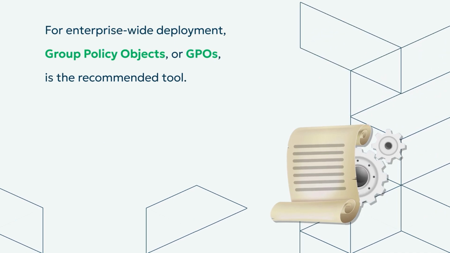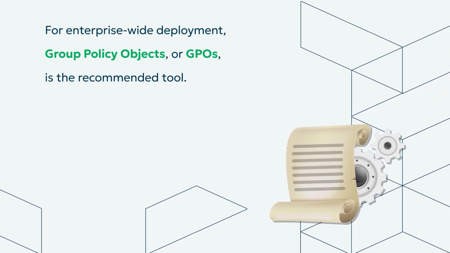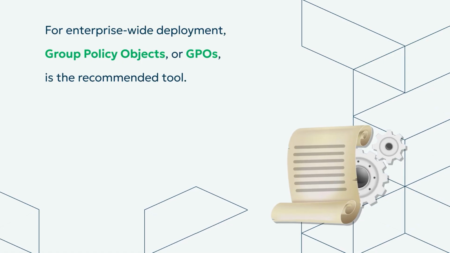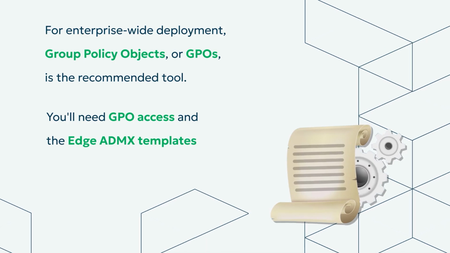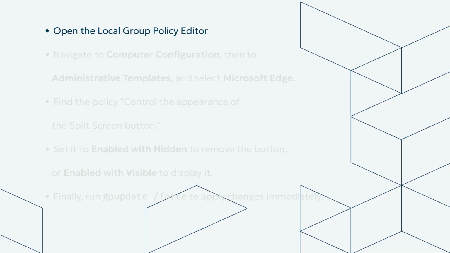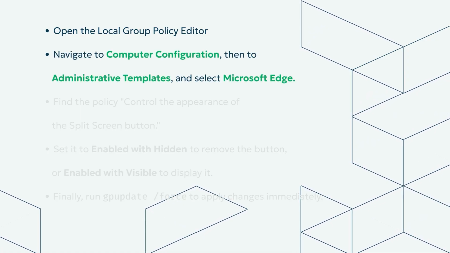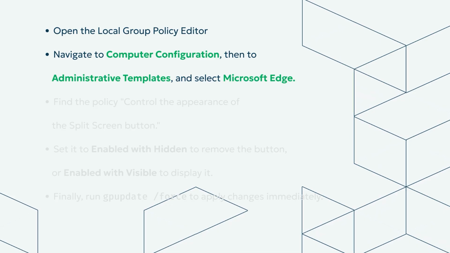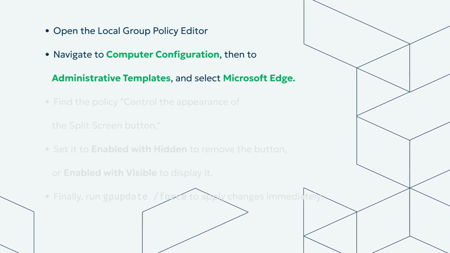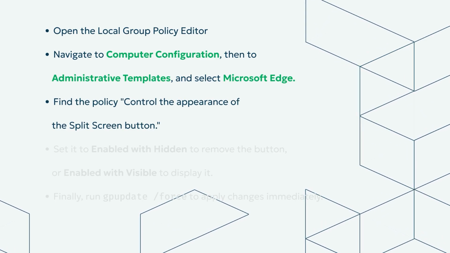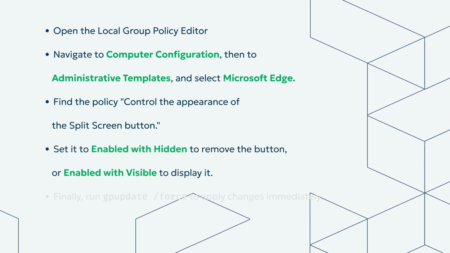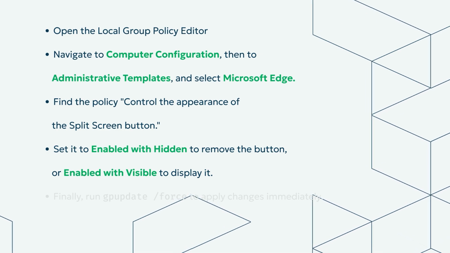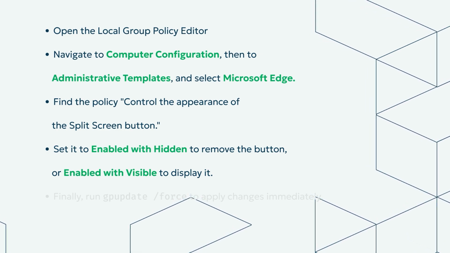For enterprise-wide deployment, Group Policy Objects, or GPOs, is the recommended tool. You'll need GPO access and the Edge ADMX templates. Here's what you need to do. Open the Local Group Policy Editor. Navigate to Computer Configuration, then to Administrative Templates, and select Microsoft Edge. Find the policy, control the appearance of the split screen button. Set it to Enabled with Hidden to remove the button, or Enabled with Visible to display it.